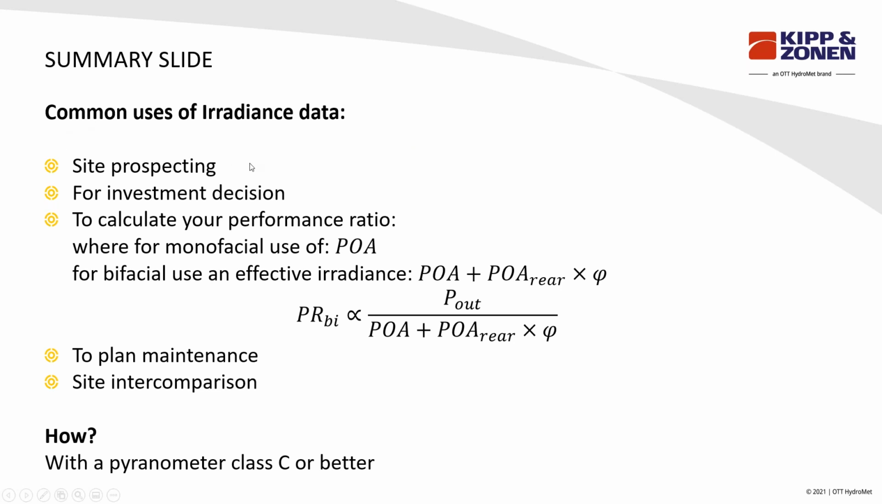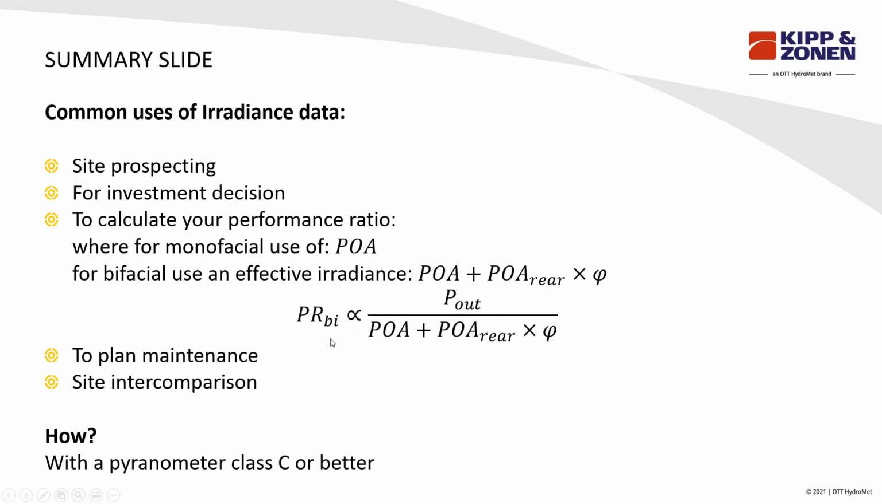So why would you measure in a bifacial PV site? It is to do site prospecting for an investment decision, but also, once your plant is built, to calculate your performance ratio. A change from the monofacial plant to the bifacial plant is that instead of using the plane of array in the performance ratio formula, now we use the effective irradiance. That is in the new standard. That's the plane of array plus the plane of array rear times phi. And the details will follow in the webinar.